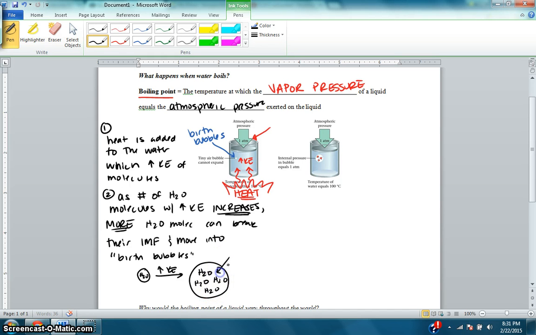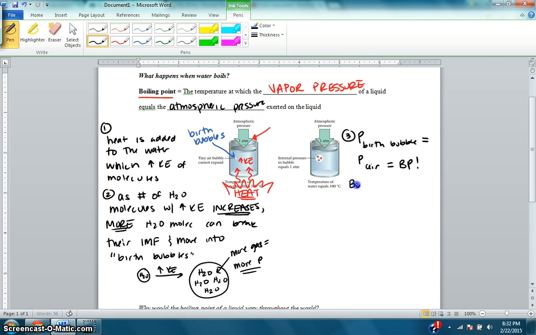Now we know from gas laws that more gas means more pressure. So as we heat it up and more gas escapes into our bubble, our pressure is going to get higher and higher. Eventually the pressure of our bubble is going to equal the pressure of the air, which means we've reached the boiling point. So when we have enough gas particles inside this bubble to equal the atmospheric pressure, we've reached our boiling point.